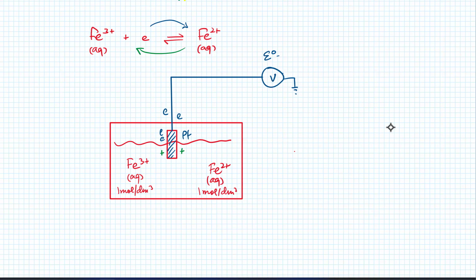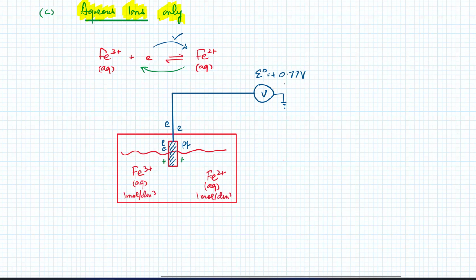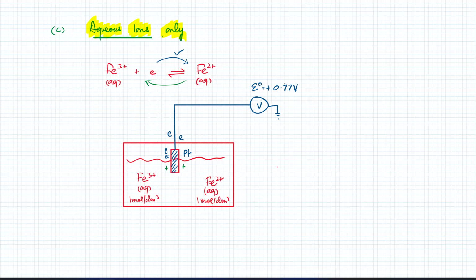And the E naught is already calculated. This one is 0.77 volts. So that's kind of positive. That's on the higher side. So that means Fe3+ kind of likes to gain electrons. That's why it's becoming more positive. Is that clear? Yes, sir. Okay.